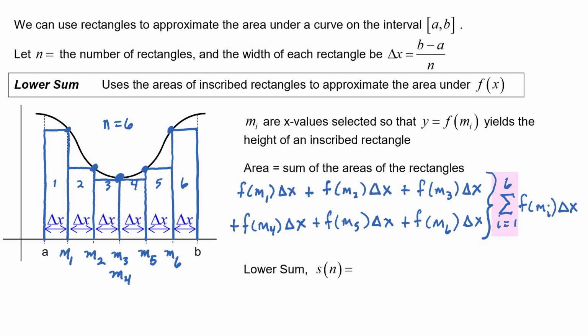This summation says I'm going to add up the areas of 6 rectangles, taking the base times the height of each one. So this is what's called the lower sum, and it's referred to as lowercase s of n, and so in general it will be the summation i equals 1 to n of f of m sub i delta x.